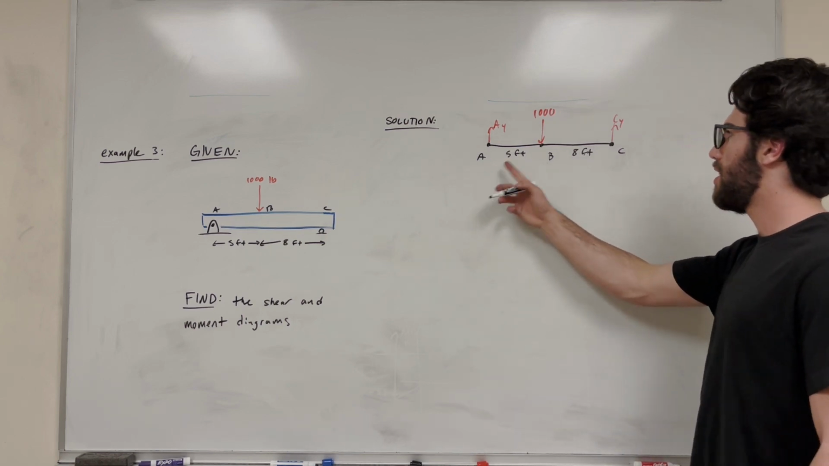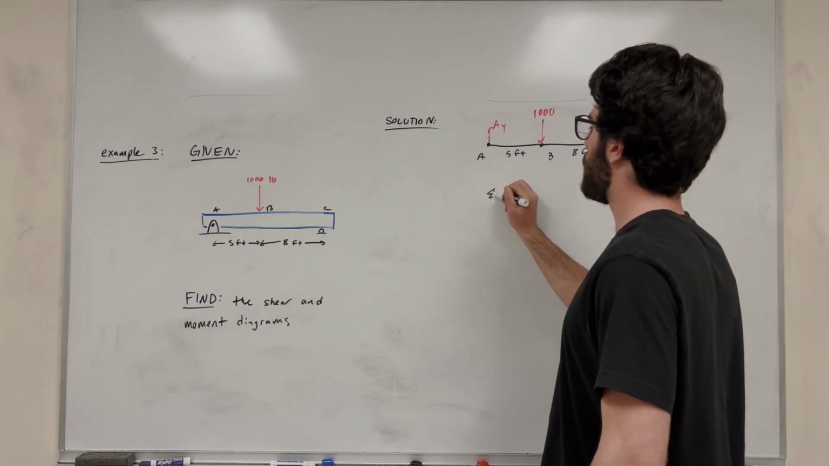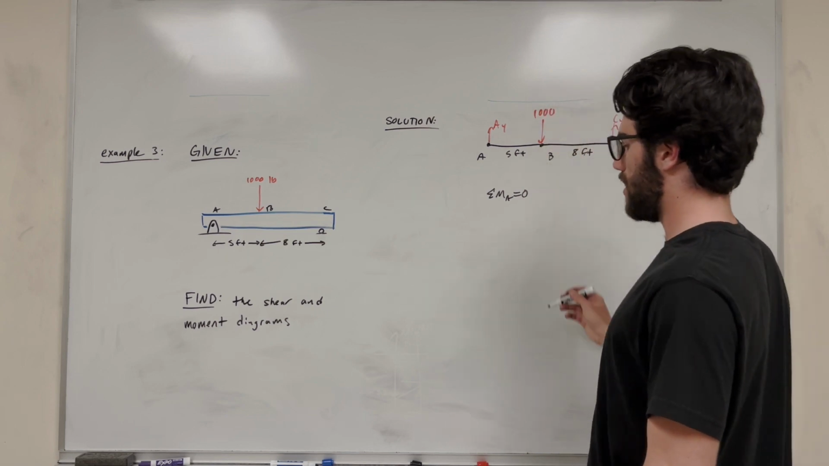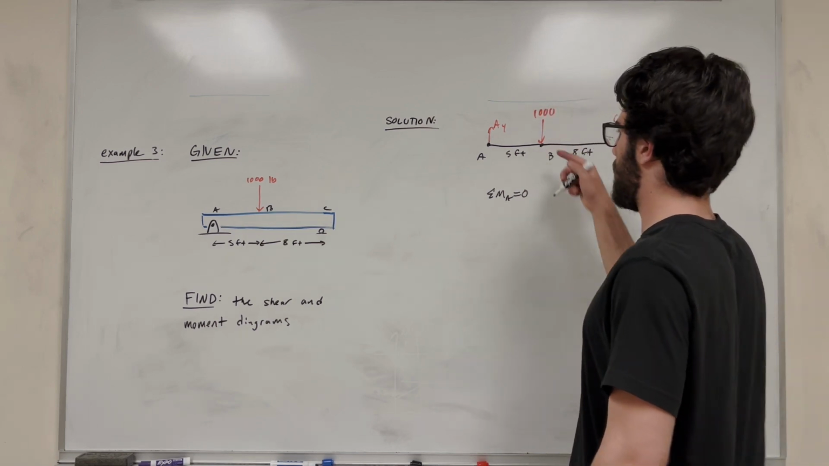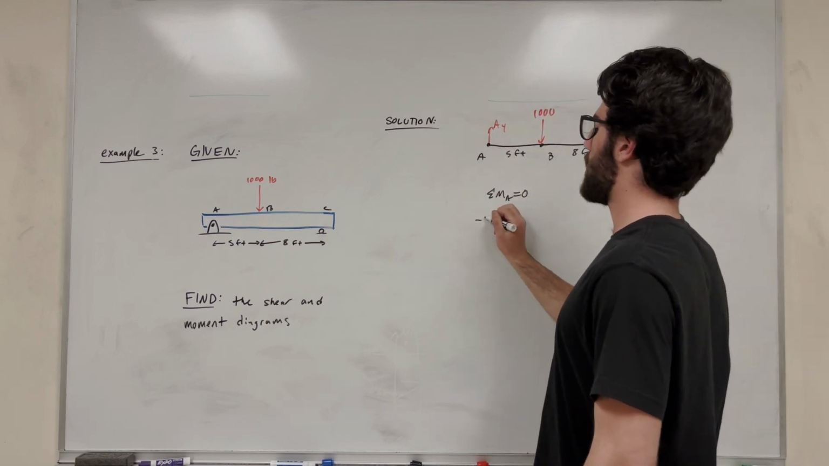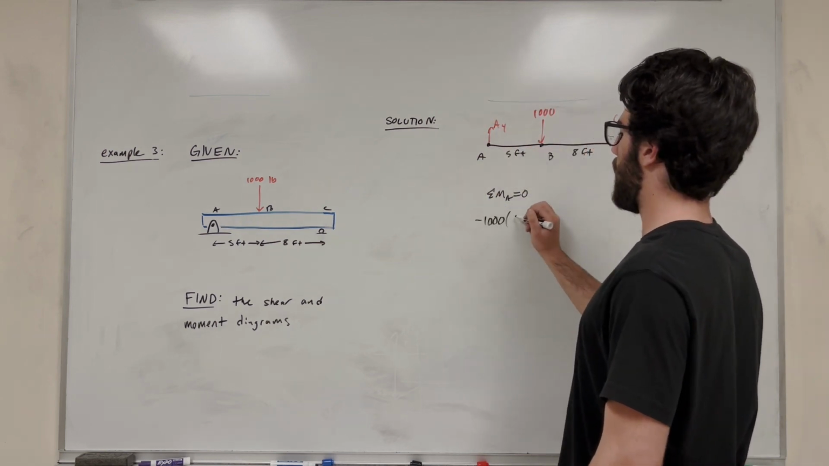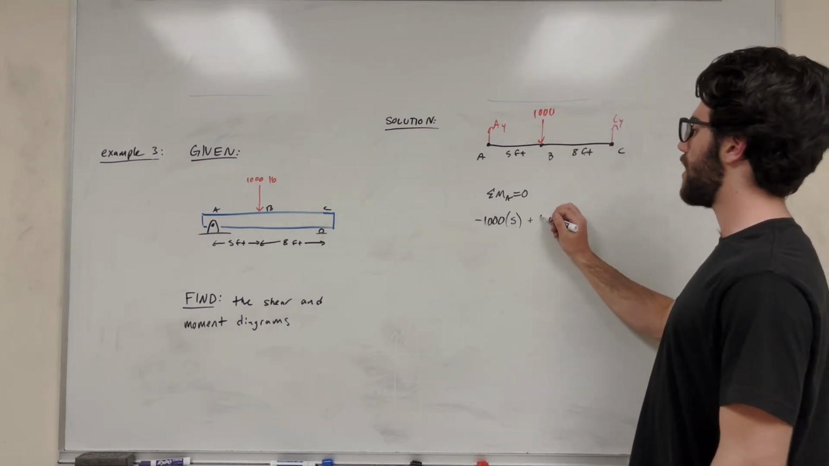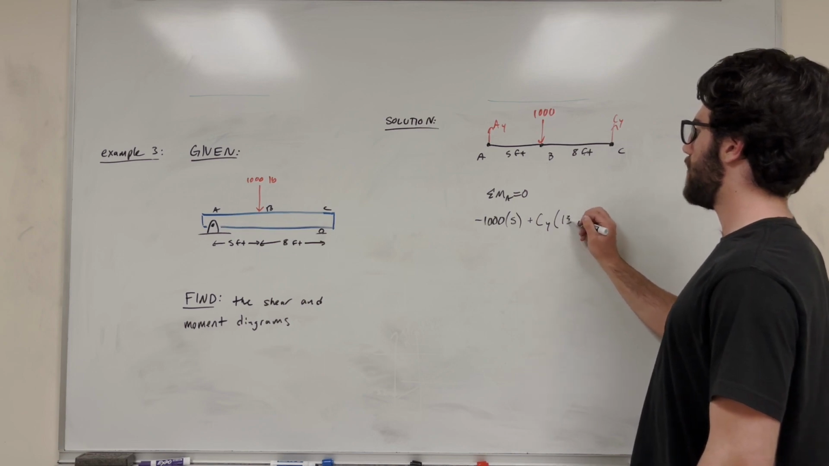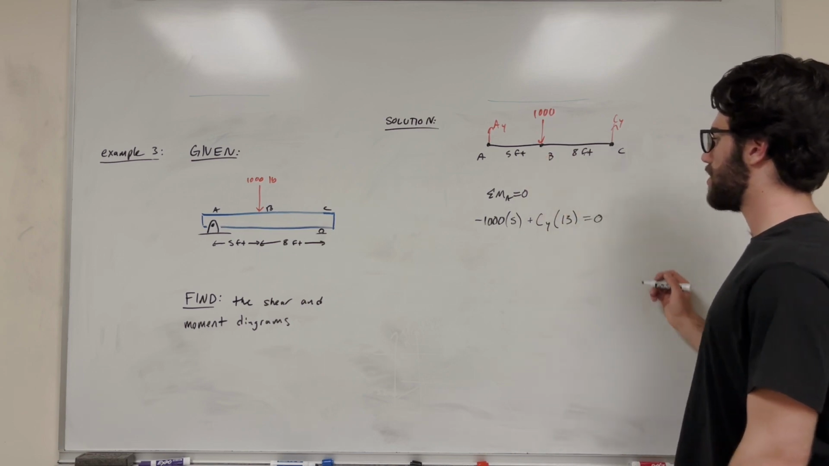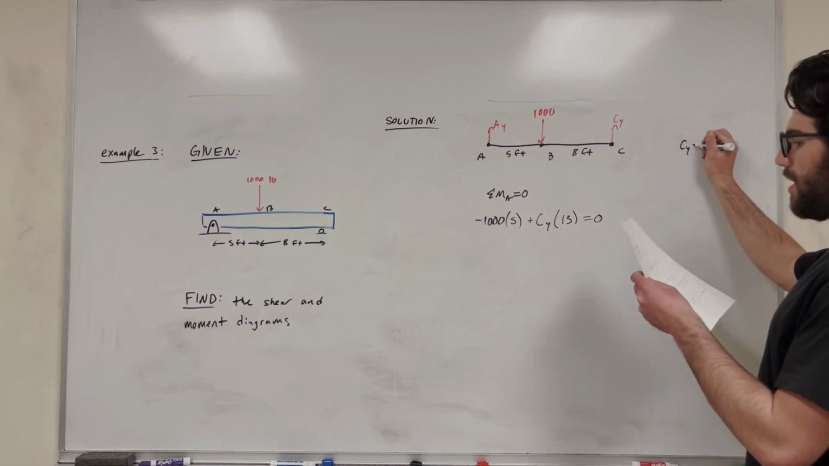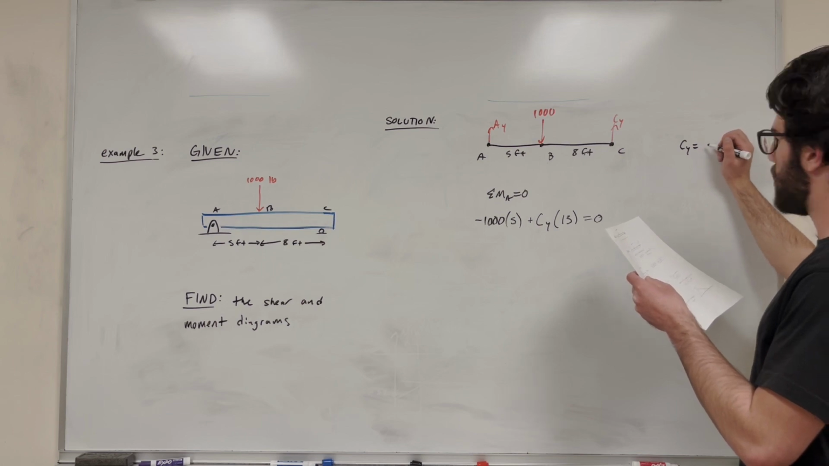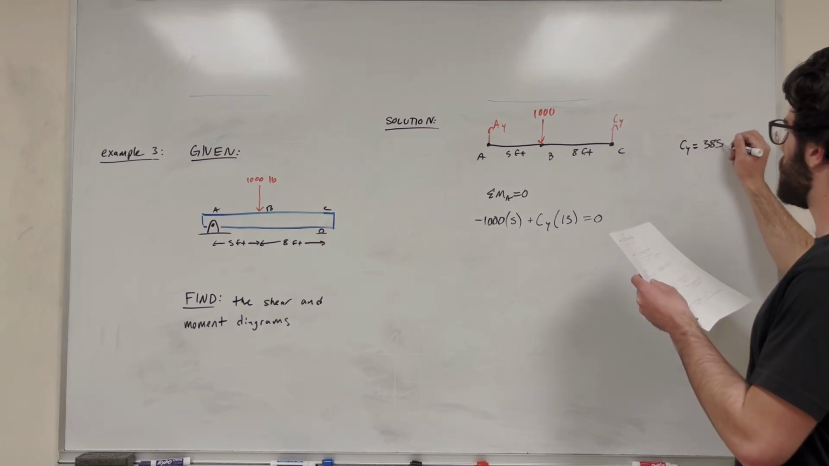So let's take the moment around A to find C of Y. The sum of the moments around A has to be equal to 0. So what do we have? Well, we have this 1,000-pound force. It's going to push us clockwise, so we need to subtract that 1,000 times its distance of 5 feet. Then we add C of Y, which is also pushing clockwise, so we add C of Y times 13 feet, right? 5 plus 8 is 13. Set it equal to 0. Solving for this, you get C of Y is equal to 385 pounds.